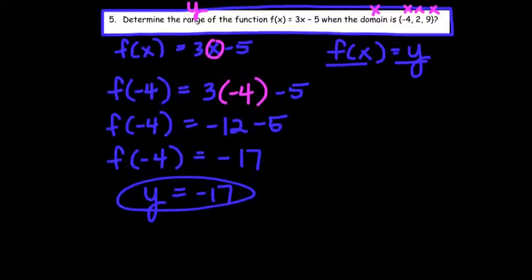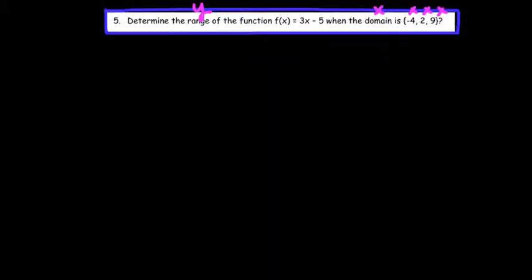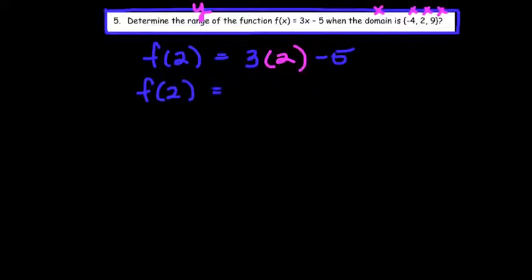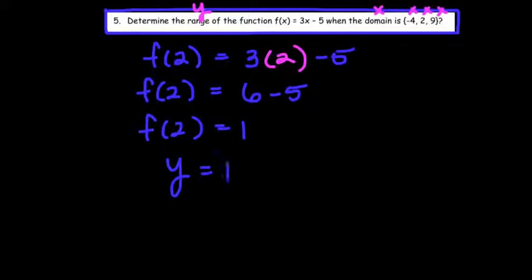That's the first solution. So again on this one, I'm going to plug in the second number, which is a 2, into my expression. So I'm finding f of 2 is equal to 3, and instead of that x, I'm going to replace it with a 2, minus 5. So we have f of 2 equals 3 times 2, which is 6, and then 6 minus 5, which is going to give me 1. So again, f of 2, that just represents the y. So we know that y is equal to 1. So that's the second solution for this.